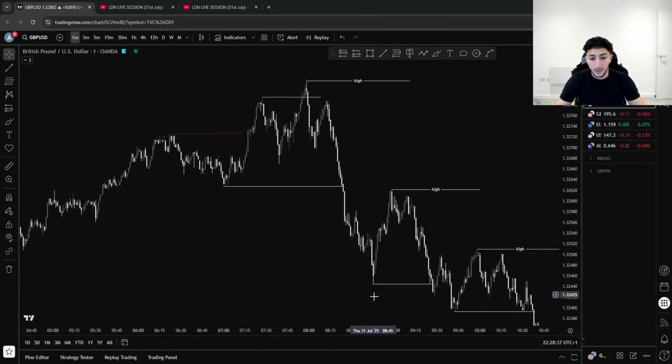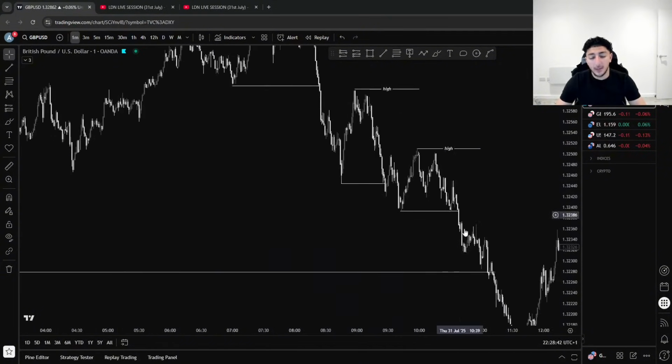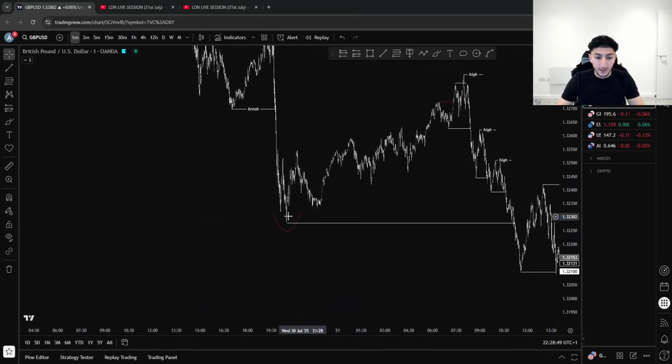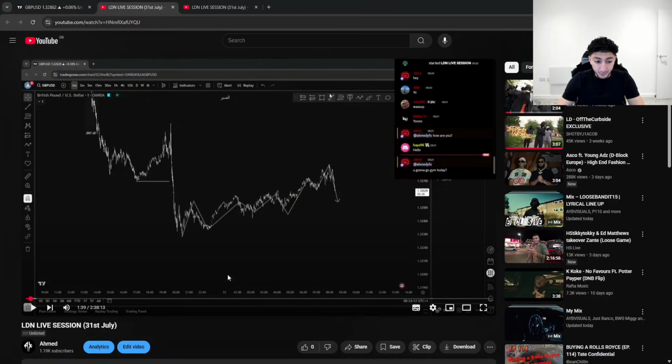Expecting it to hold, price to make an attempt to retrace into the range to then seek lower and keep doing that again and again and again until we hit our mid time frame draw right here. And to show you that I did this on a live approach, as you can see here, London live session, 31st of July. This was my approach, the retracement and then moving down.